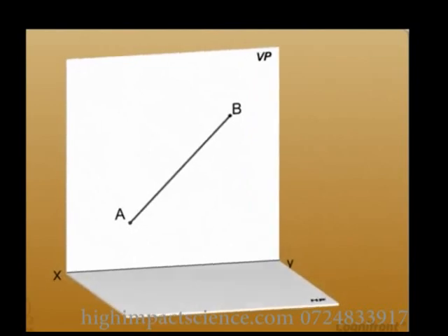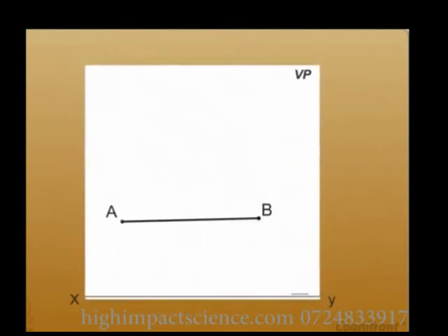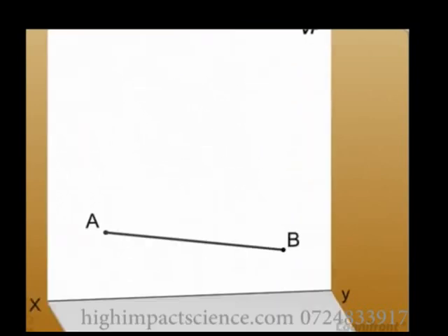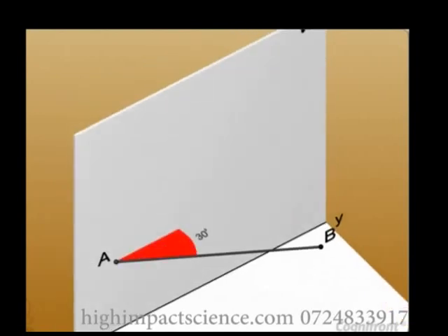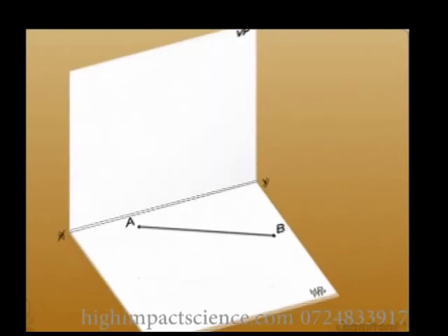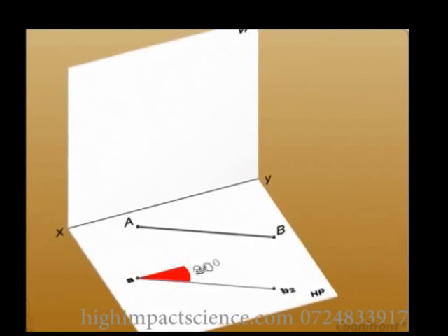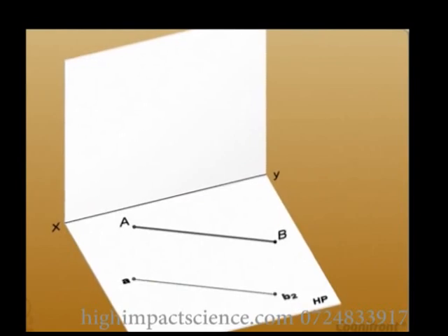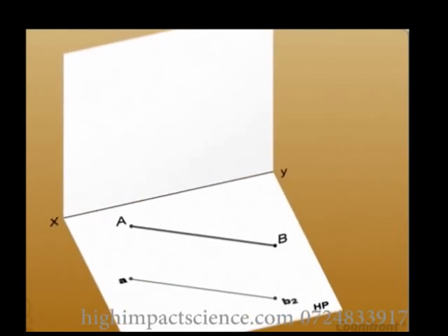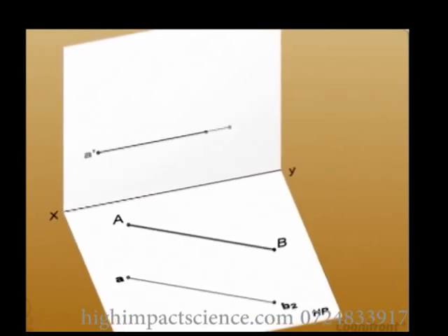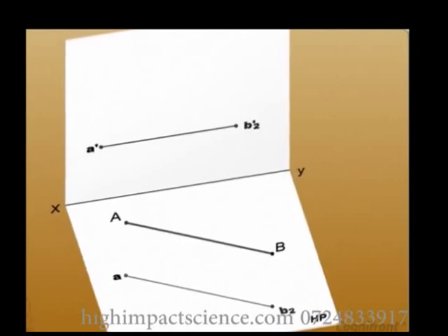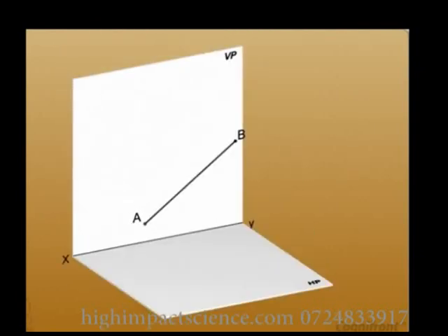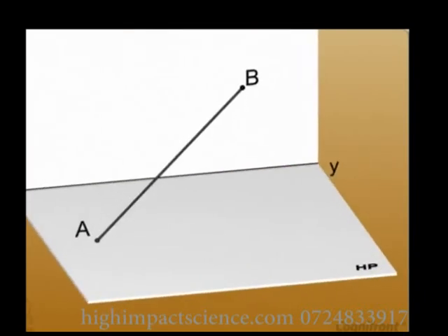Reversing the case, the line is parallel to HP and inclined to VP by 30 degrees. Observe that the projection AB2 is the top view and makes an angle of 30 degrees. Since the line is now parallel to HP, its front view is the line A'B'2 parallel to XY. The angle between a line and a plane is the angle between the line and its projection on the plane.